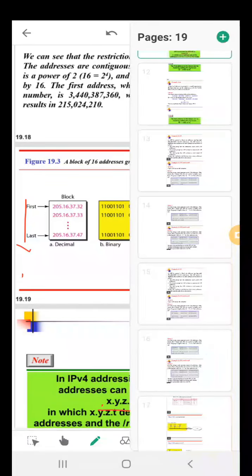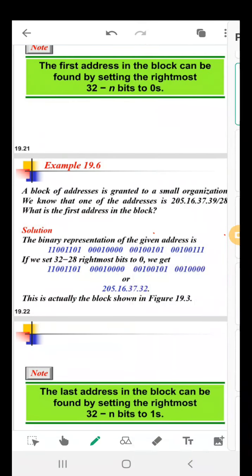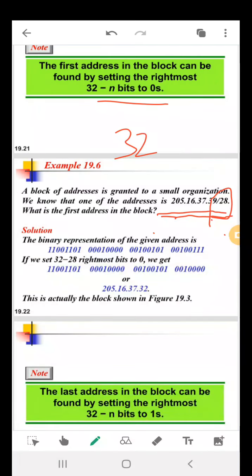So how we are going to calculate it: there are two ways of doing it. The first way is, suppose an IP address with its mask address is given to us and we want to get the first address of the block, then we need to set the rightmost 32 minus n bits to 0. For example, let us say we are given one of the IP addresses, 205.16.37.39/28. This 28 is the mask address. So what I need to do is 32 minus 28.